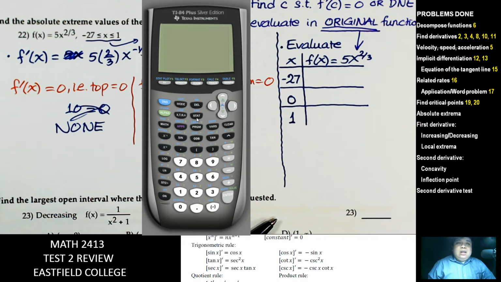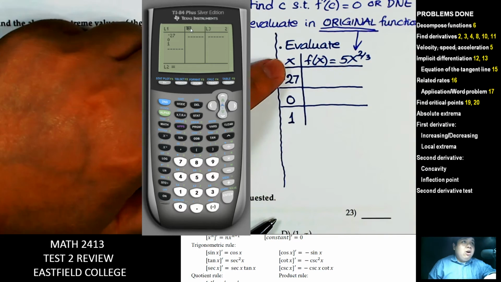Right, I will hit the stack, go to the list, and we will have the values of negative 27, 0 and 1. Then I go to L2 and I have to highlight L2. With L2 highlighted, I enter the original function.